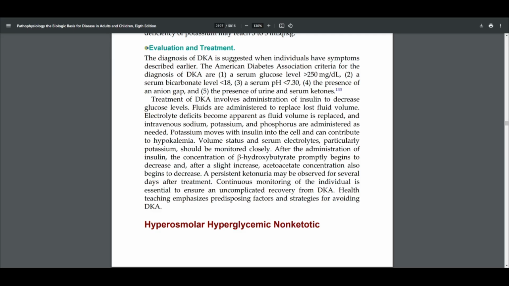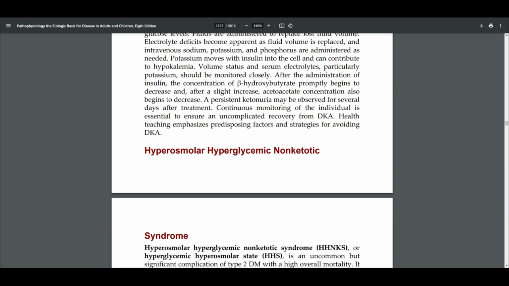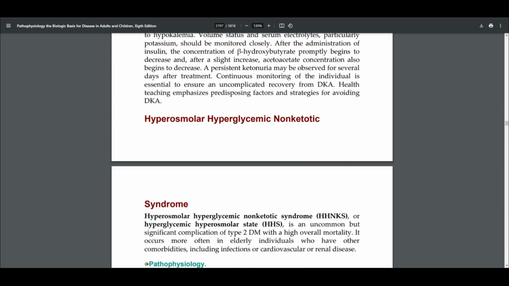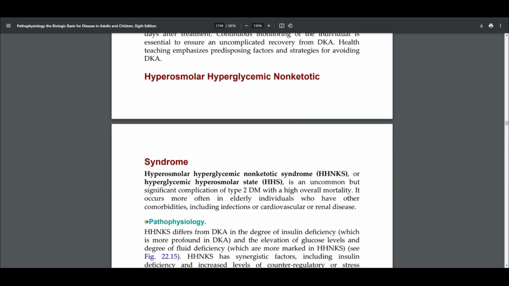With the administration of insulin, the concentration of beta-hydroxybutyrate promptly begins to decrease, and after a slight increase, acetoacetate concentrations also begin to decrease. A persistent ketonuria may be observed for several days after treatment. Continuous monitoring of the individual is essential to ensure an uncomplicated recovery from DKA. Health teaching emphasizes predisposing factors and strategies for avoiding DKA.